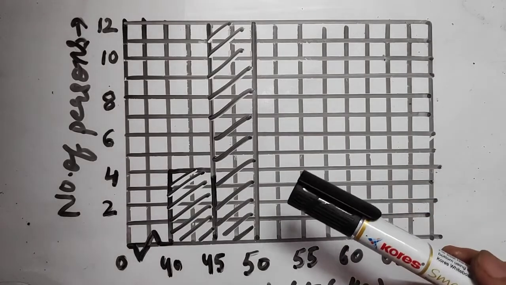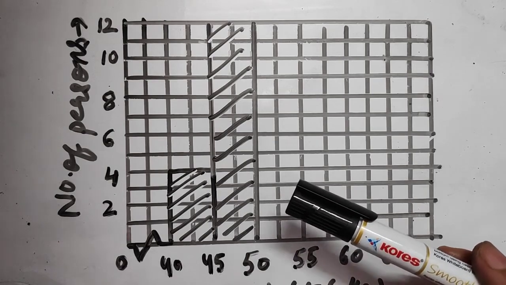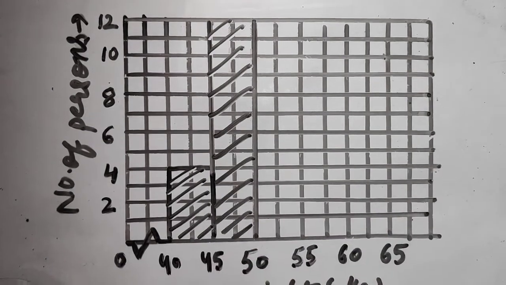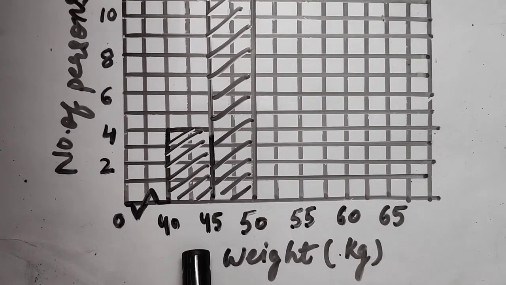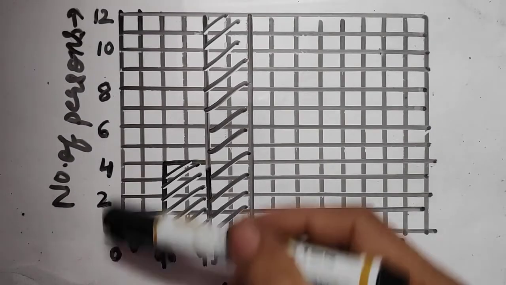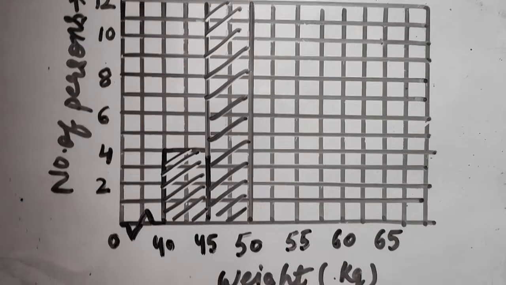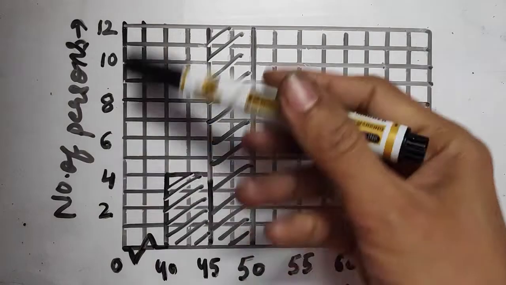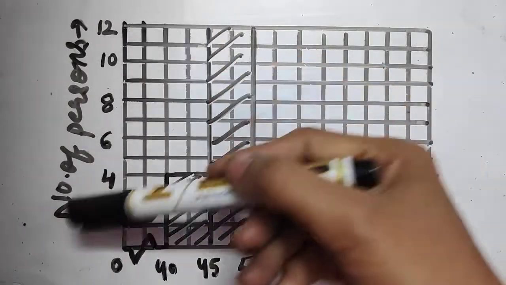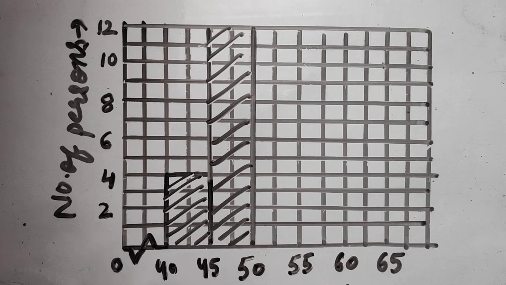So, this is the histogram which shows the distribution of weights in kg of few persons of a locality. This is x-axis, this is y-axis. Along the horizontal line, that is x-axis, I have taken the weight of the people in kgs. And along y-axis, that is along the vertical line, I have taken the number of persons. And these are the intervals, like 40 to 45, 45 to 50, 50 to 55, likewise.